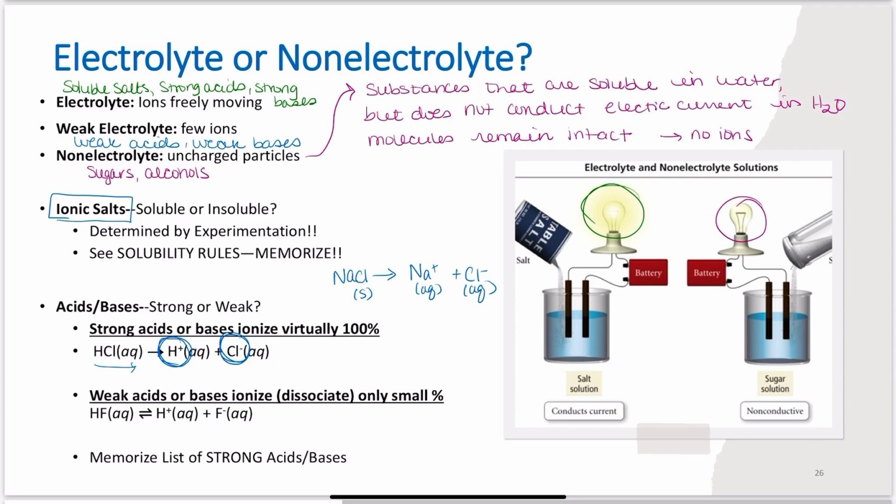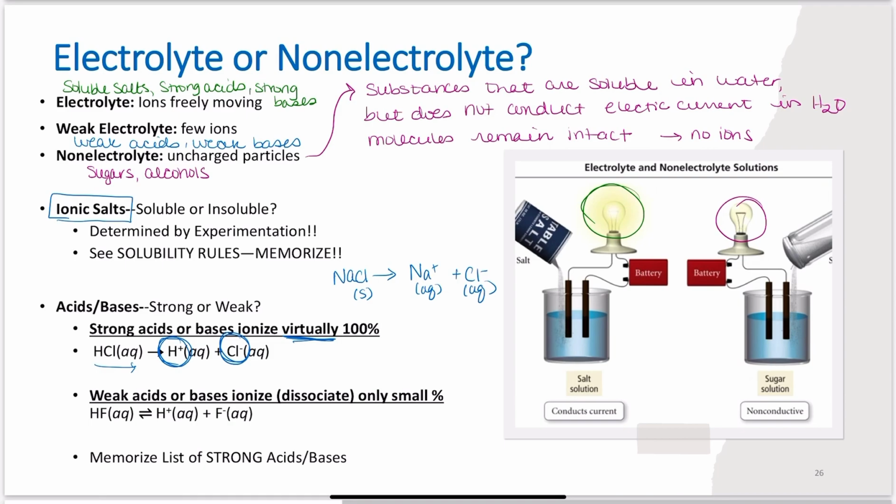In weak acids and bases, so strong acids and strong bases are the same thing. They break up virtually. We say virtually because there are limits to everything. But you can assume for all intents and purposes they're going to completely ionize or dissociate 100%. Weak acids and bases ionize or dissociate only a small percentage, and it's based on temperature and concentration.